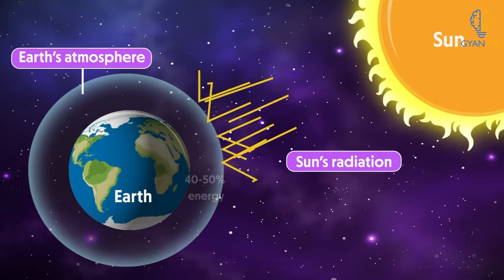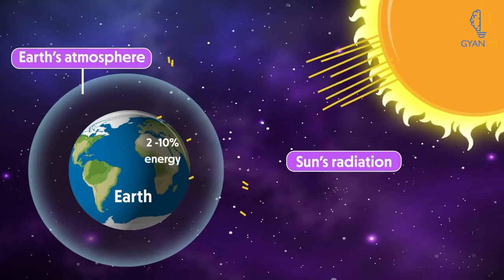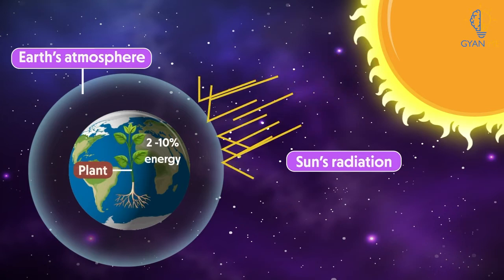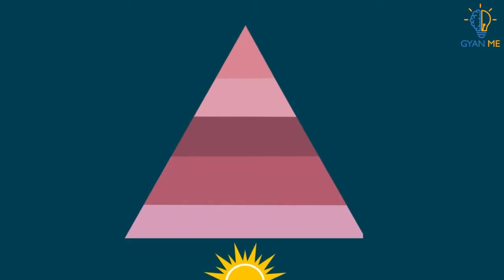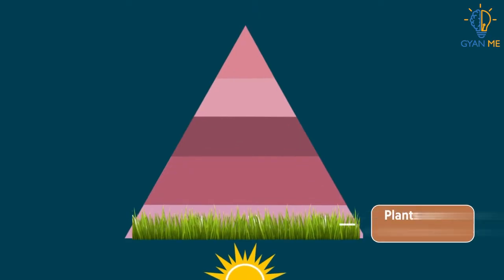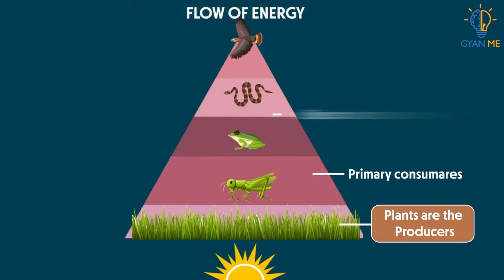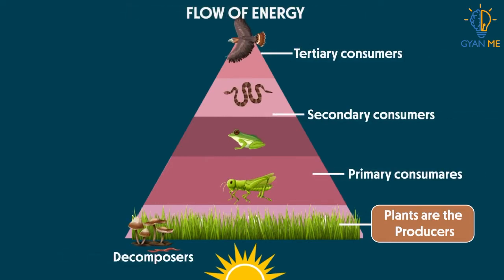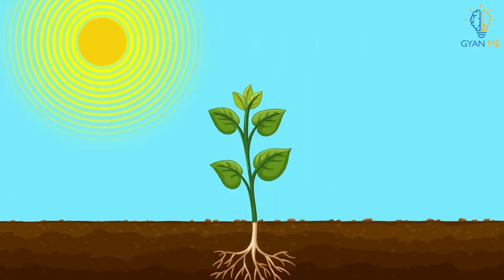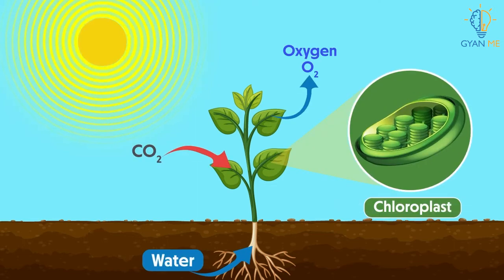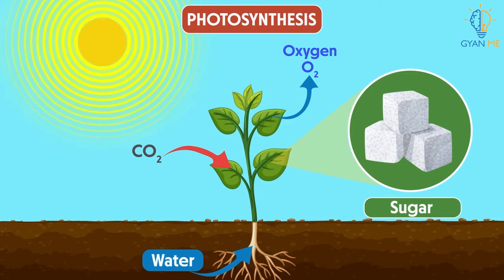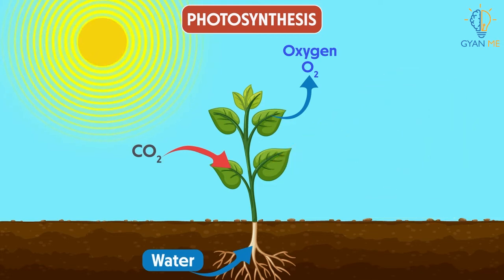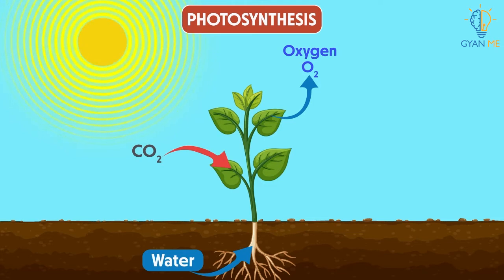And out of that, only around 2 to 10% of energy is used up by plants for the process of photosynthesis. As we know, for almost all ecosystems, plants are the producers and all the consumers are either directly or indirectly dependent on them for their survival. Plants absorb sunlight with the help of the chloroplast and convert it into chemical energy in the process of photosynthesis. This energy is stored in various forms of organic products in the plants.